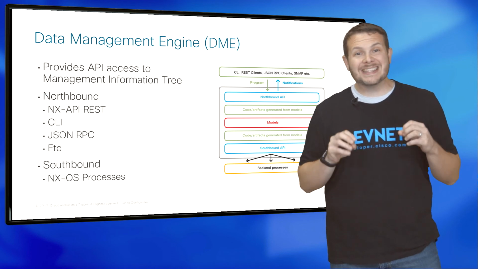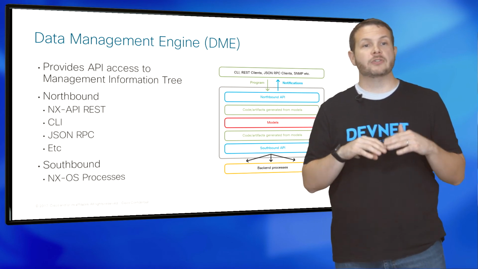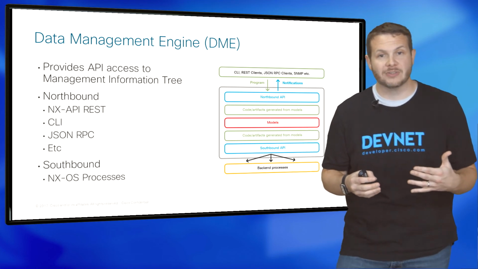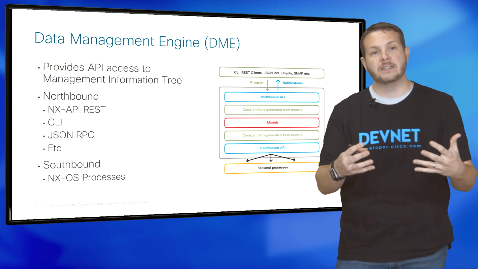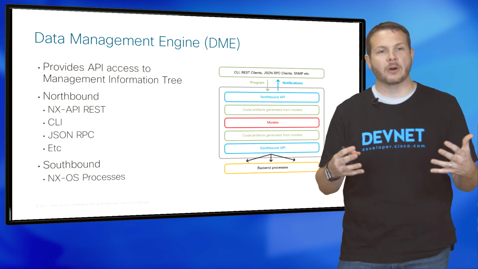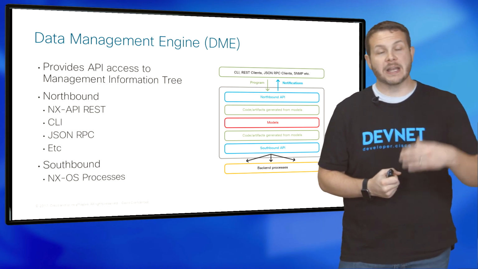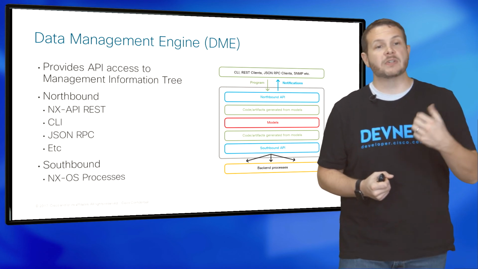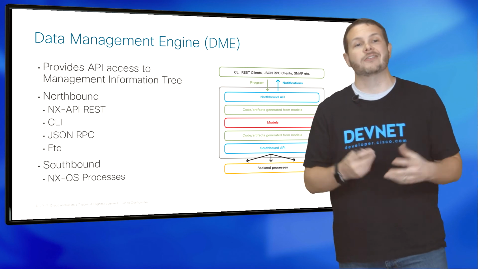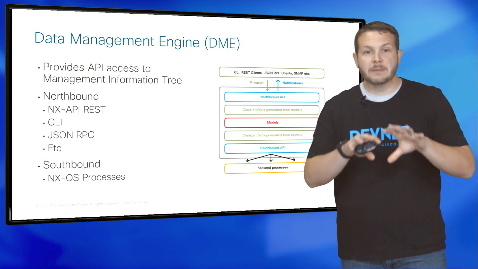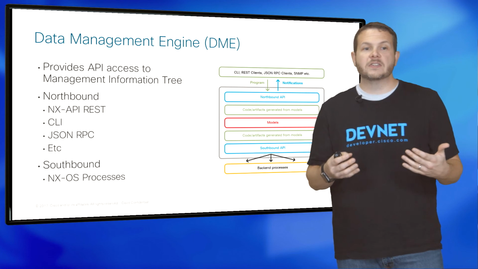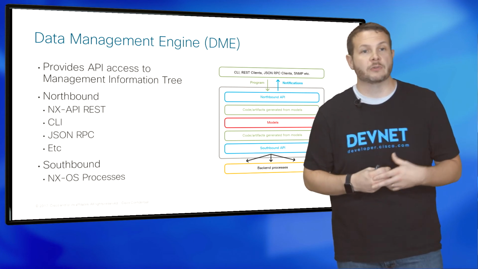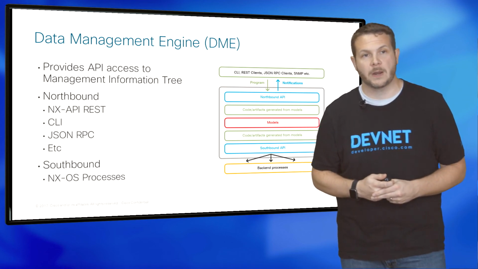Now the DME is there and running on your device no matter whether you're using NX API REST or not, because it provides access to the management information tree, the data, the details about your device, no matter what platform or interface is being used. So NX API REST will consume information from the data management engine, but so does CLI, JSON RPC, and all of the other agents that are out there. The DME then interfaces with the NXOS processes that are actually running the software on your switch for routing, switching, and other services that are there.